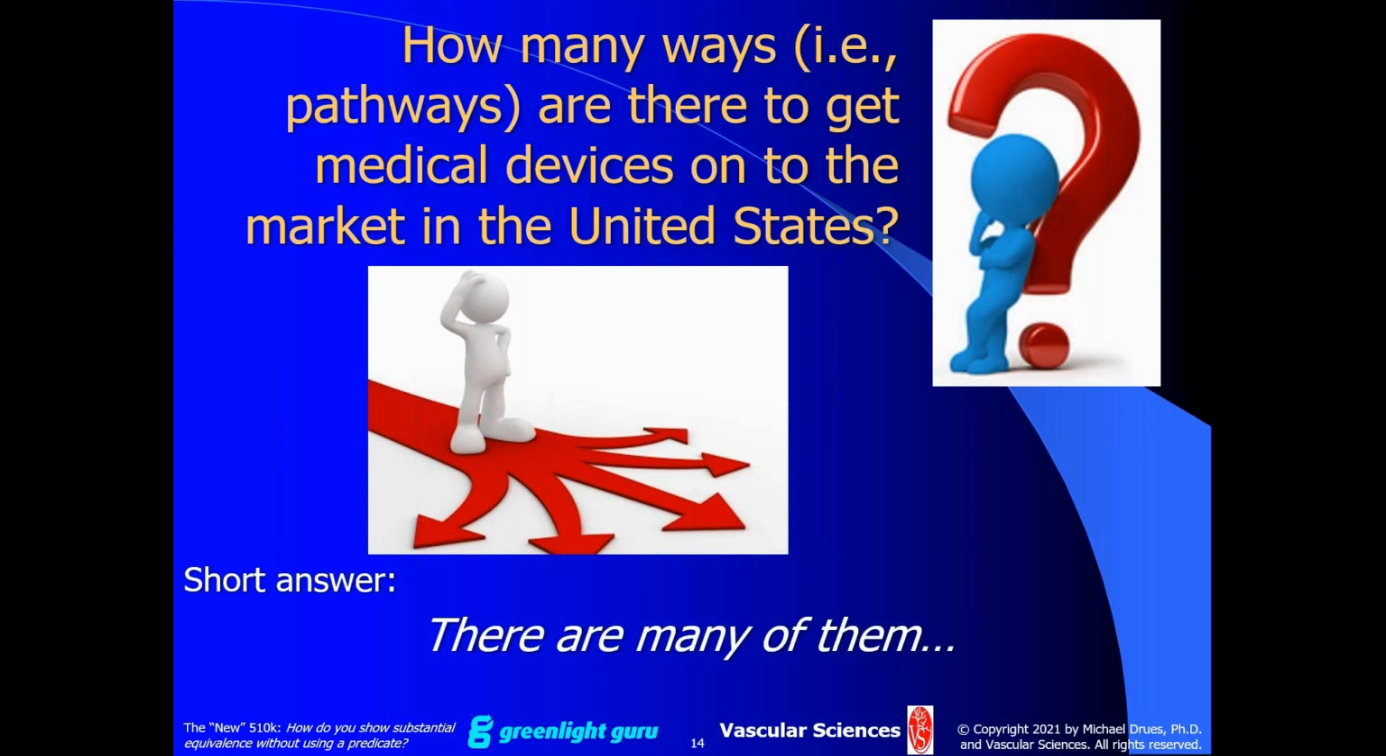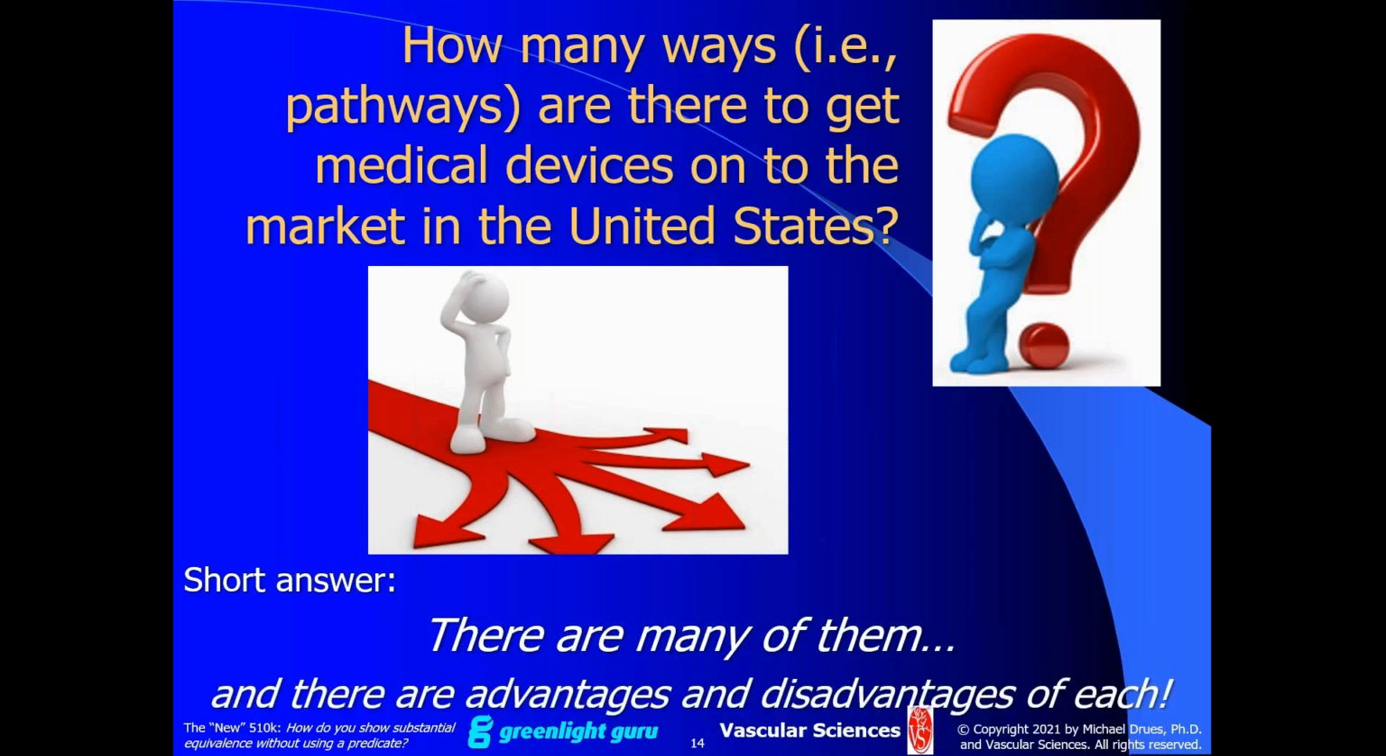And I cannot possibly in this short webinar talk about all of the different pathways and the advantages and disadvantages to each. But I have discussed this in other podcasts and other webinars that I've done for Greenlight. And specifically, I did a webinar on pathways to market where I talk about all of the different pathways. But in a nutshell, there are advantages and disadvantages to each and every one.